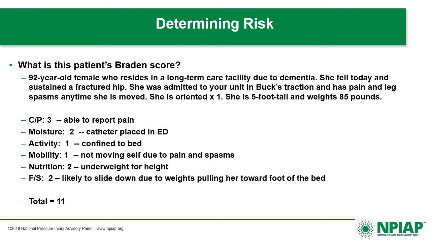I put her nutrition at a 2. The majority of it was based on the fact that she's only 85 pounds and she's 5 foot tall. She should be over 100 pounds at 5 foot. And then friction and shear, I put her at a 2 because the weights are going to pull her down in the bed. So that gives you a score of 11, which is a very high risk patient for pressure injury development.